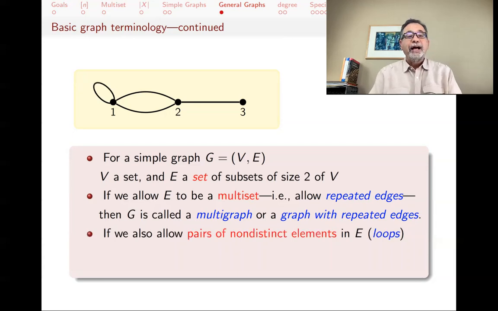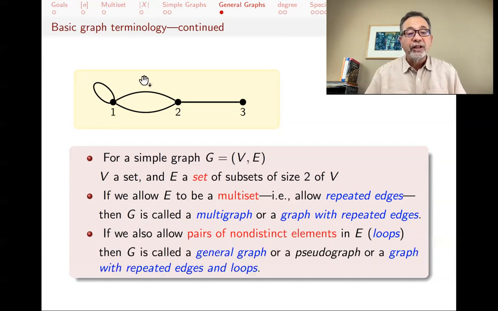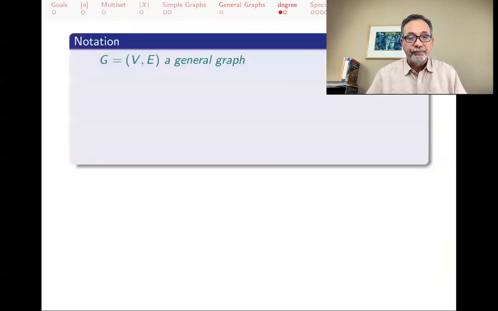If we also allow in E pairs of non-distinct elements. So in E, the elements were just a pair of 2 elements of V. But if we allow that element of E to be a multiset, like 1, 1, which would be the same as saying that we have a loop, then what we are doing is allowing loops. And such an object where we have loops and repeated edges is called a general graph. Some people call it a pseudograph, or you might just call it a graph with repeated edges and loops. So a simple graph does not have repeated edges. It doesn't have loops. If you have repeated edges, then you call it a multigraph. If you have repeated edges and loops, then you call it a general graph.